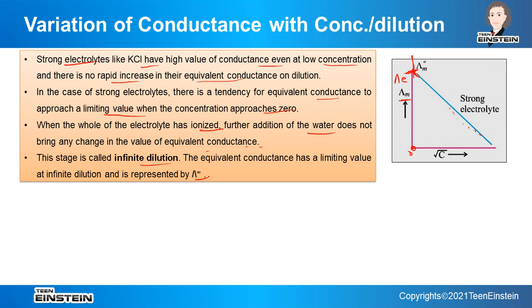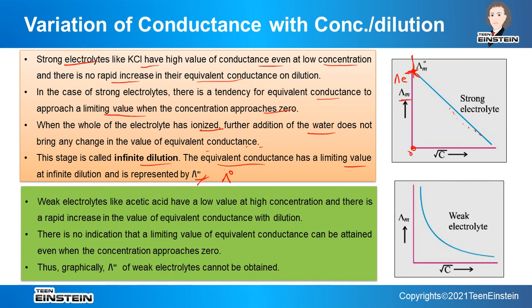I have already said this in the previous slide, and this equivalent conductance or molar conductance now has a limiting value which is expressed by this, and sometimes it is also written like this. Lambda naught. Now what about a weak electrolyte? In case of a weak electrolyte, for example, suppose you have acetic acid.